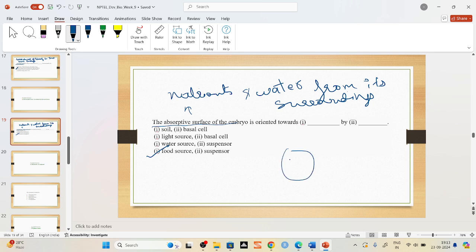So whatever the surrounding which has the food source, in that orientation only this absorptive surface of the embryo would be oriented with the help of the suspensor. So the correct answer is the last one.